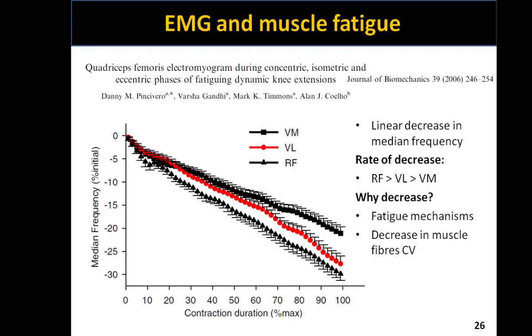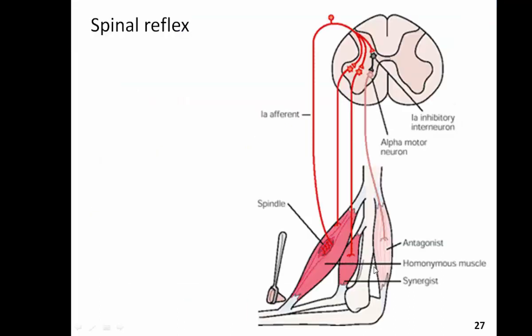One of the major factors that will cause this drift towards the lower frequency is a decrease in what's called the conduction velocity. That's how fast the action potential spreads across the muscle fiber membrane. As that muscle fiber starts to fatigue, the ability of the muscle fiber to restore ion distribution will start to decrease, and that will prolong the action potential length, which is inversely proportional to its frequency. That's often seen as a major factor that contributes to this downward shift in the EMG frequency.